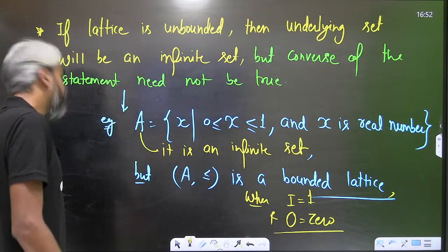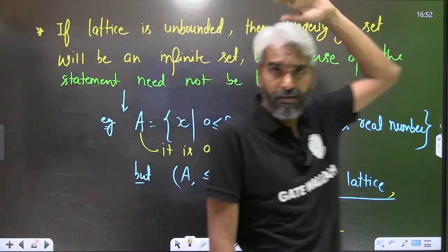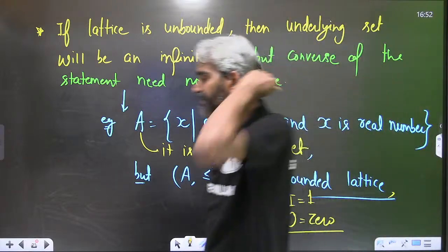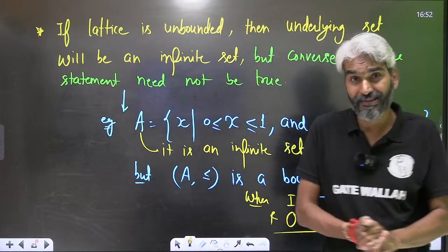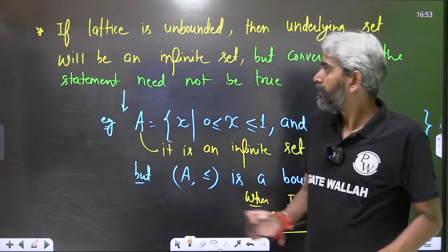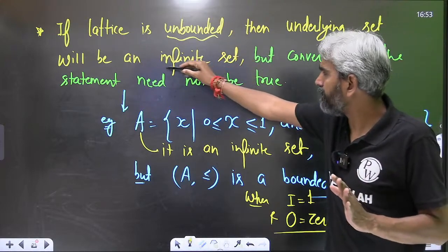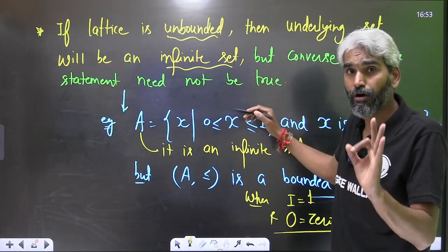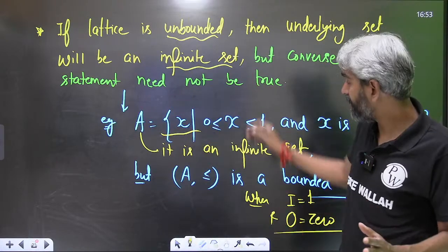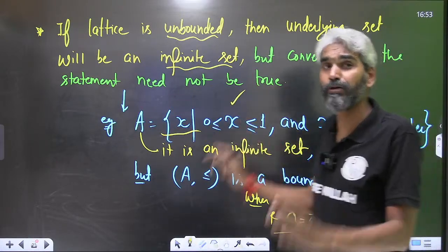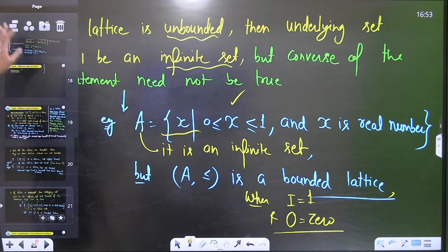So one thing is guaranteed: for a finite set, it is not possible that in a lattice the upper bound and lower bound of the lattice do not exist. But if it is unbounded, it is guaranteed that the set will be an infinite set. But not all infinite sets will create an unbounded lattice. With infinite sets also, it is possible to have a bounded lattice. Yeah, so that's fine.